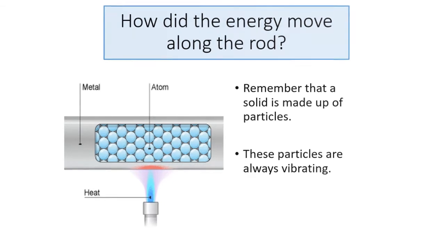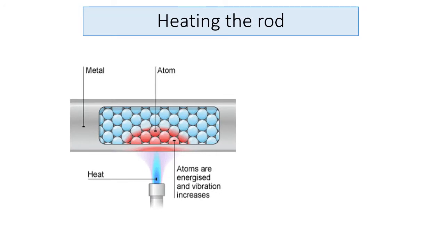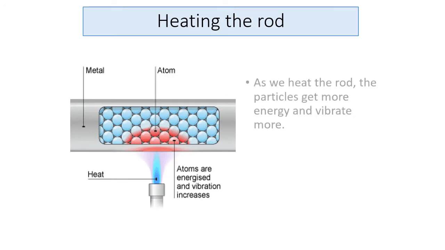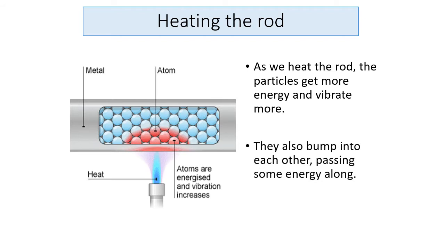When you start heating the rod, the heat transfers from one particle to the other particle, and the particles get more energy and vibrate more. Particles also bump into each other, and by bumping into each other and due to their vibration, they pass their heat energy along.